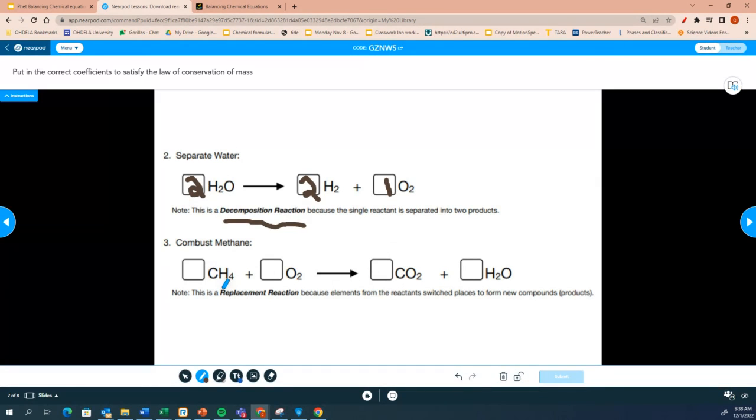All right, so what you want to do is go to the methane. This is a replacement reaction. So the water, H2O, carbon gets kicked out and goes with the oxygen. So this gets kicked out. We'll be talking about that next week. All right, so go ahead and do that.